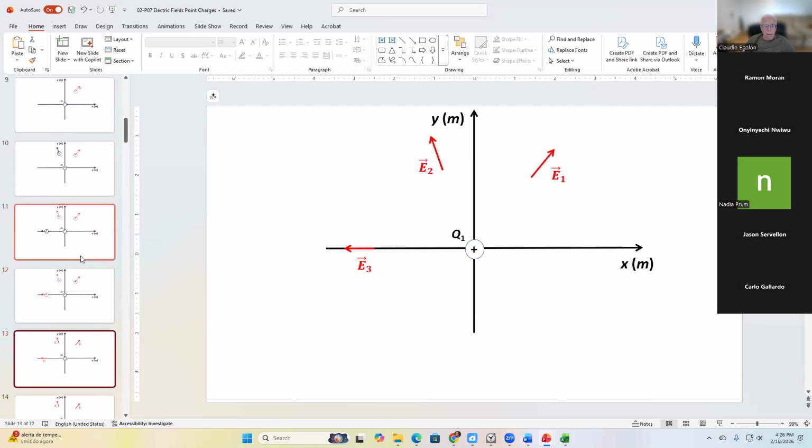What I'm doing here is mapping the electric field around this main charge Q1. That's what I'm doing, okay? Closer to the charge Q1, the electric field is going to be a little bit more intense, which is the electric field 4, and so on.